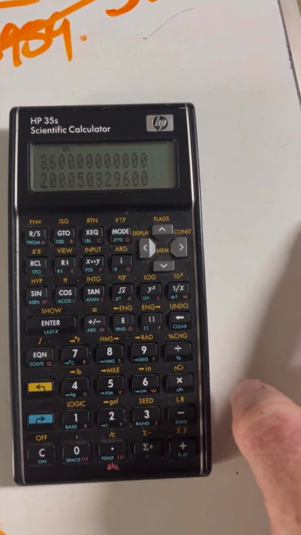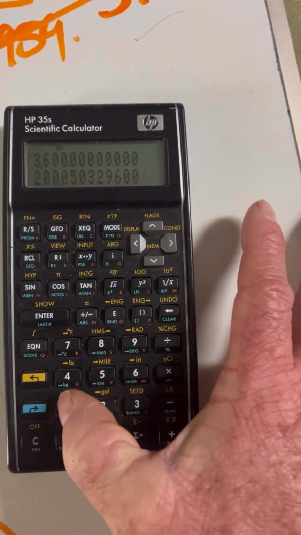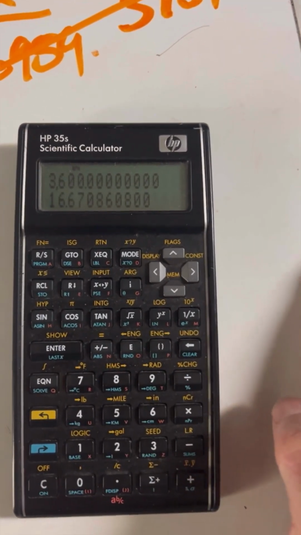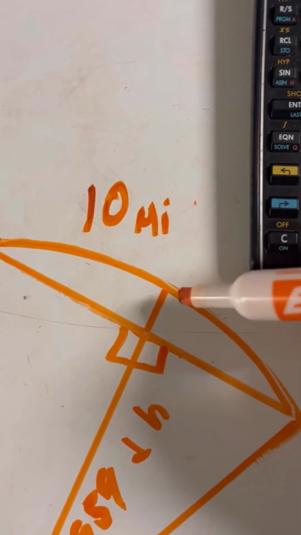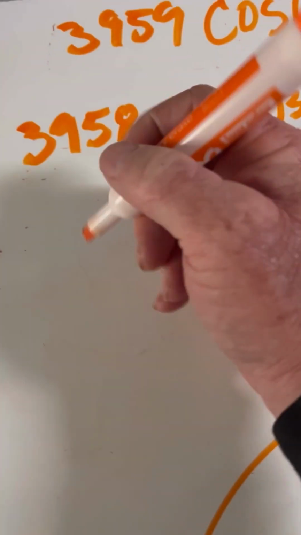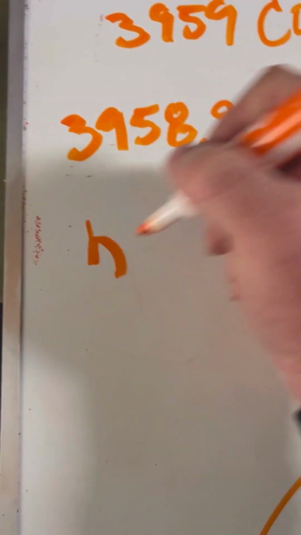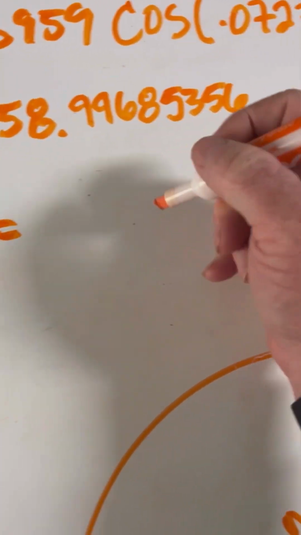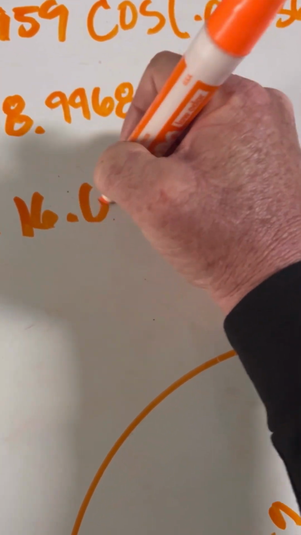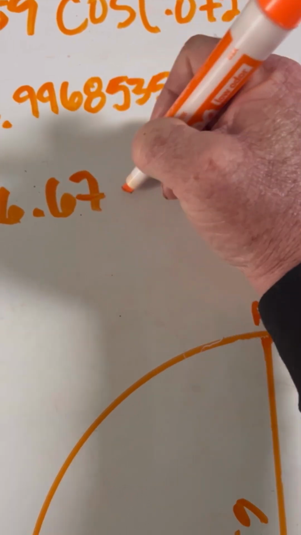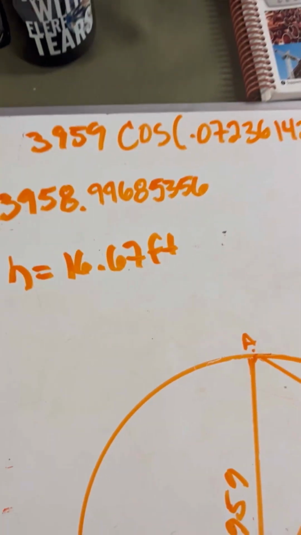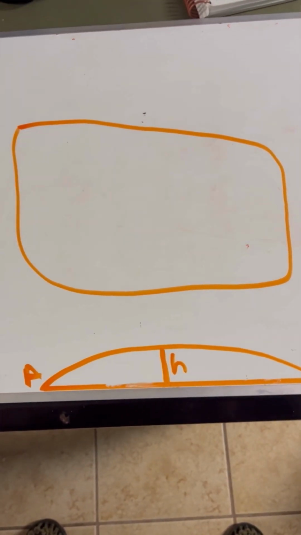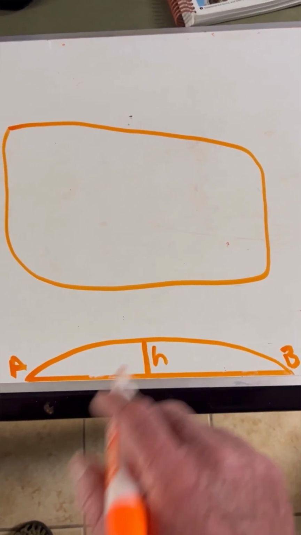And then now we'll divide by 12 to get into feet. So that's our answer. Our answer is that H, this little piece here, equals 16.67 feet. I computed H. I didn't physically measure it.